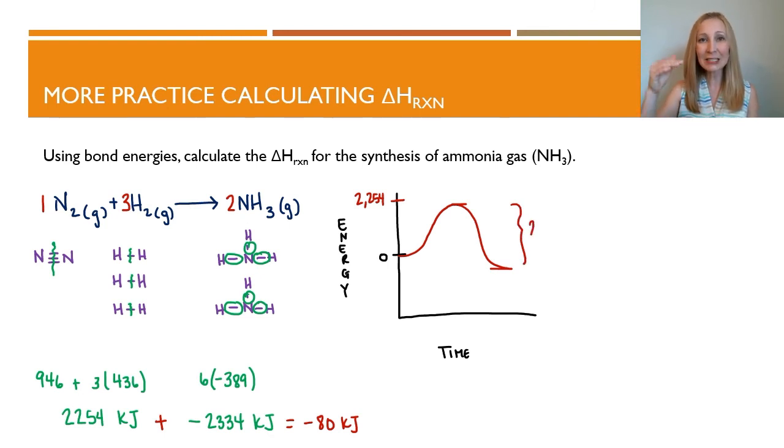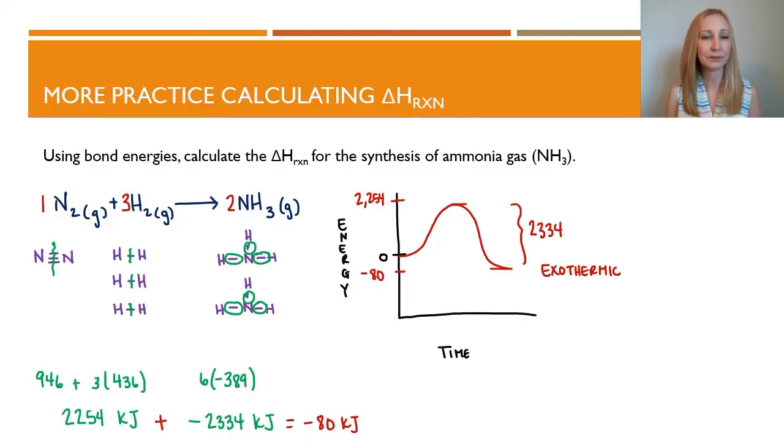So that's that difference. That's the downward hill there. I get that much out. And the difference is negative 80 kilojoules. So this is an exothermic reaction with an overall difference of 80 kilojoules. That means I get 80 kilojoules more energy out than what I put in the first place. So this is an exothermic reaction.